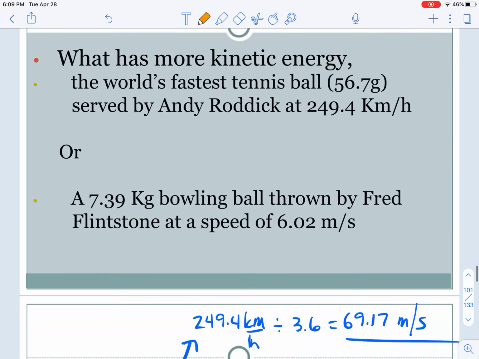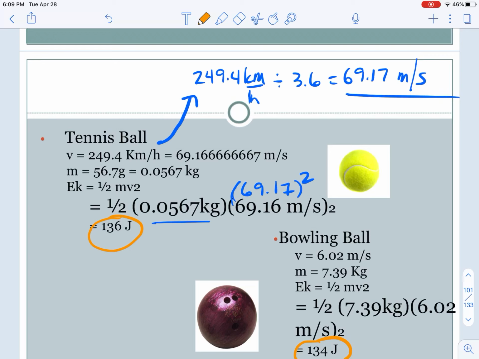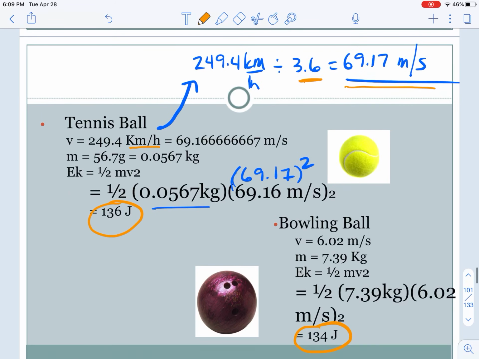So I'm looking at two problems comparing this tennis ball versus the bowling ball. These are both worked out here. For the tennis ball, remember, if you see kilometers per hour here, you've got to divide by 3.6 to get it in meters per second, so that you can actually use the half mv squared. We have 1/2 times the mass of our object, which has to be in kilograms, so you've got to change the grams to kilograms, and then change your kilometers per hour to meters per second, and remember there's a square on there.